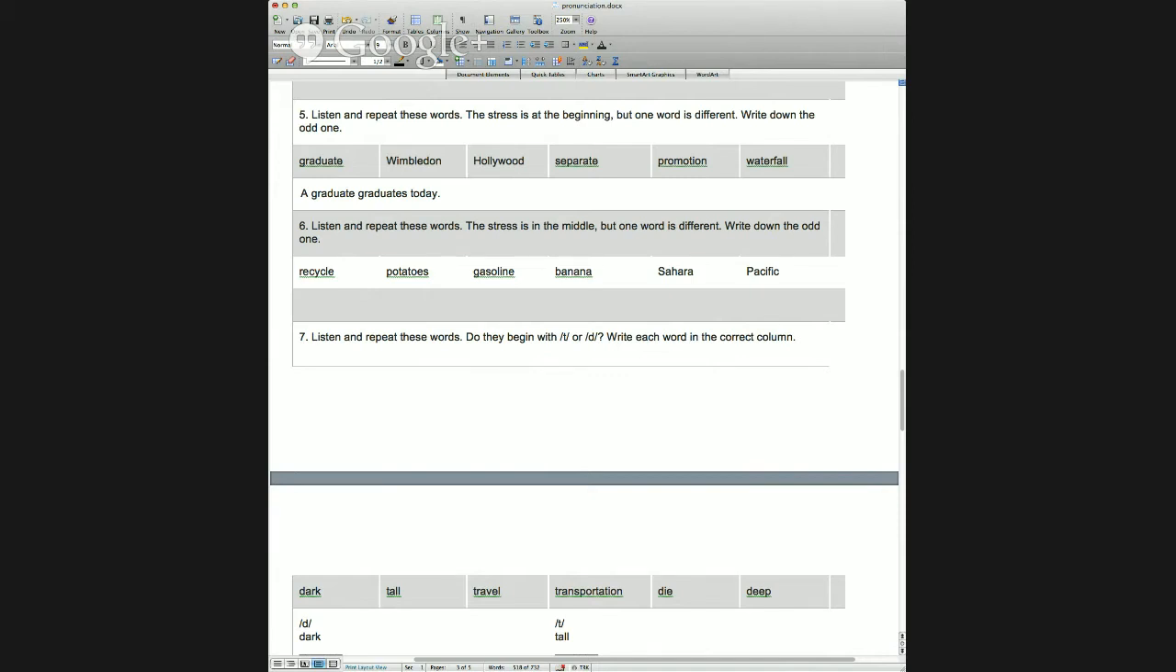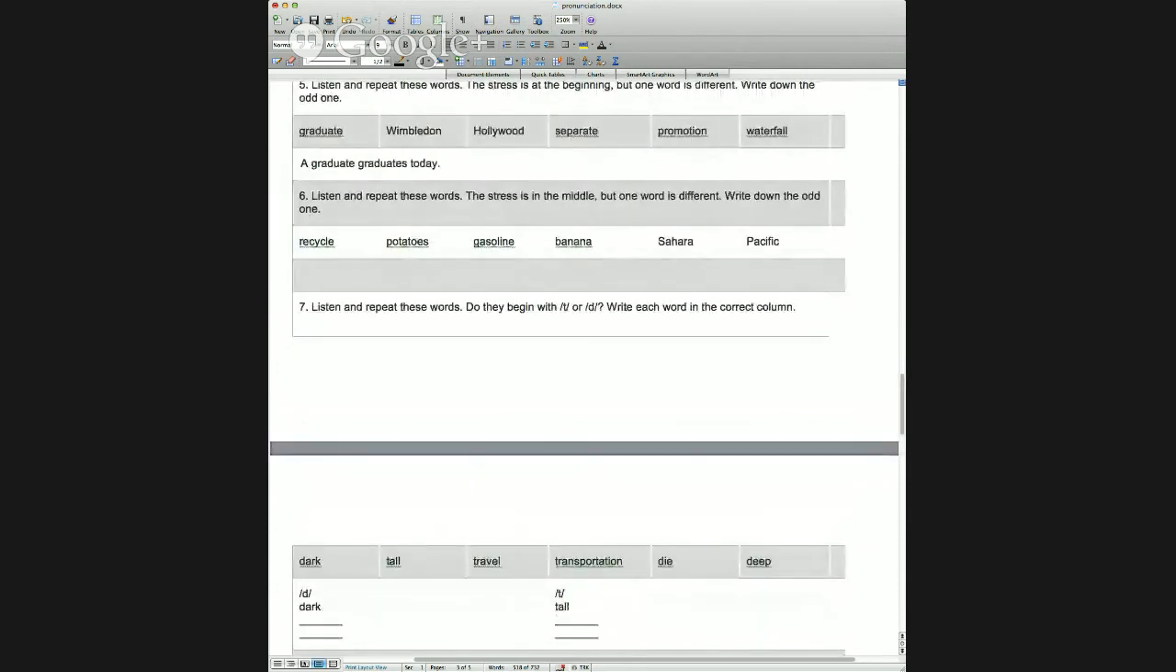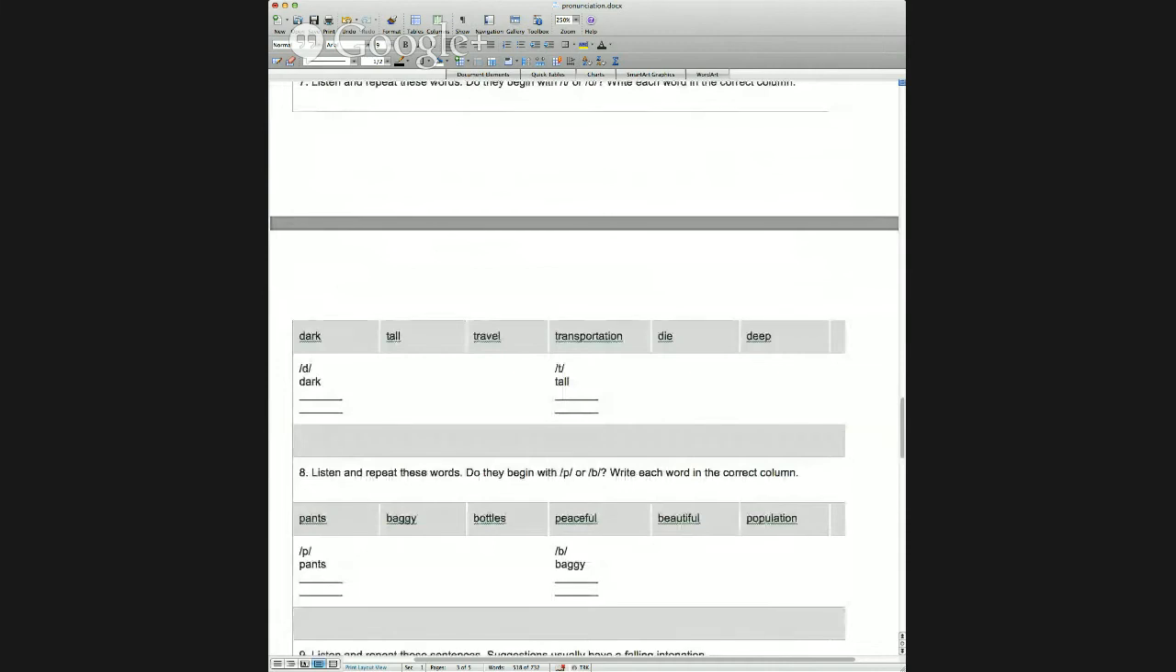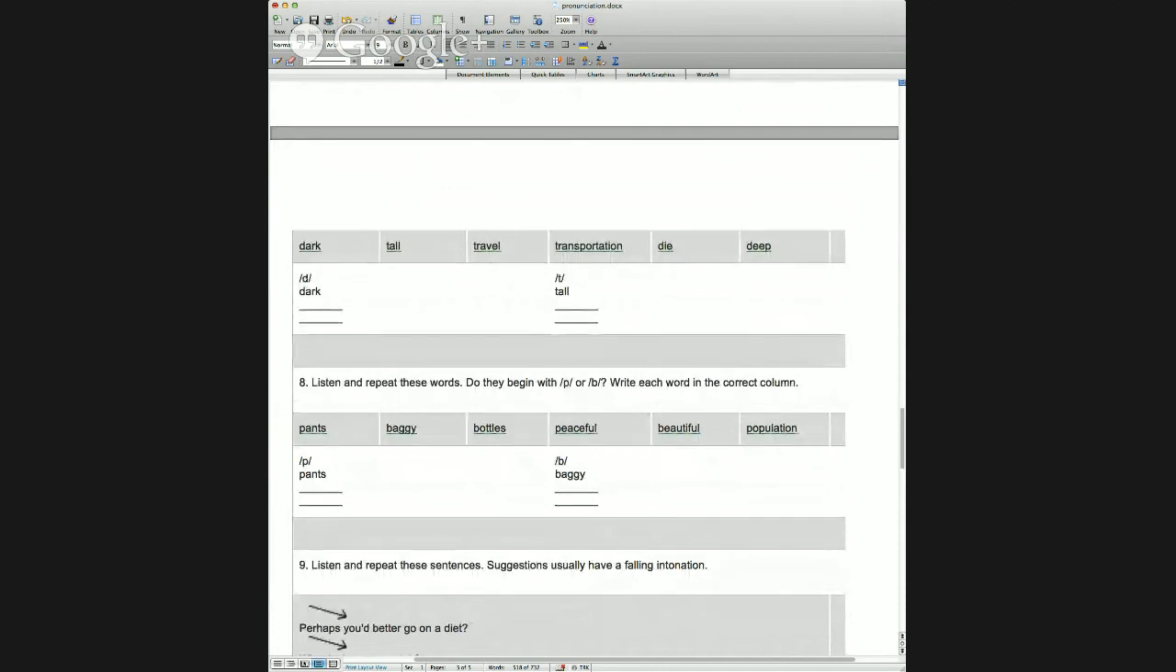No. All right. So what we're going to do next is practice some difficult consonant sounds. I want you to actually listen. Well, here, what I don't like about this exercise is if they begin with T or D, you can see it, right? Dark, tall. What's difficult is when these sounds come at the end of the word. So let me find some better examples.